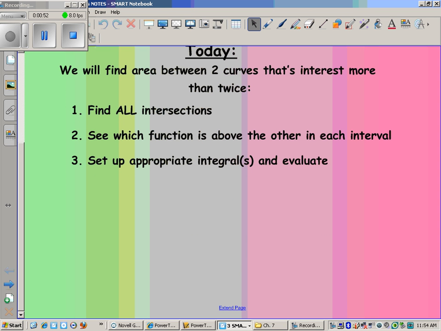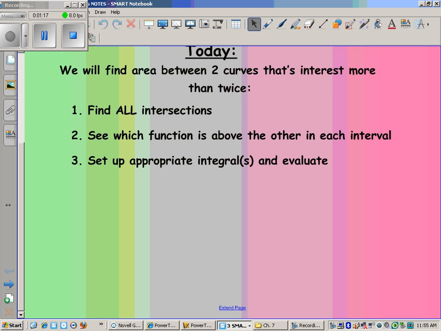The first one is you need to find all of the intersections. Where do they intersect the first time? Where do they intersect the second time? Where do they intersect the third time? And so on. So that I can figure out what intervals I have. Okay? My second step is I want to see which function is above the other one in each interval. Maybe in the first interval, f is greater than g, but in the second interval, g is greater than f. So I've got to figure out who is greater in each interval.